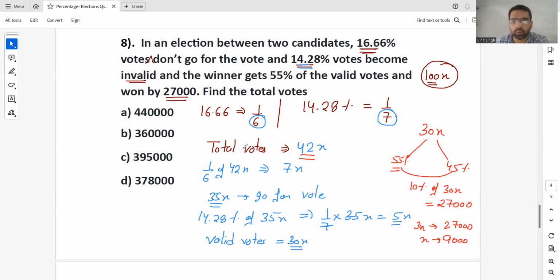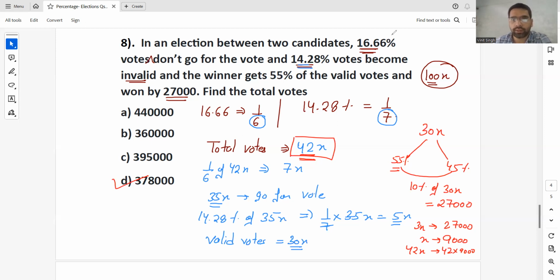And we have to find the total votes, so multiply by 42x. 42 into 9,000 is equal to 3,78,000. So the total number of votes is equal to 3,78,000.